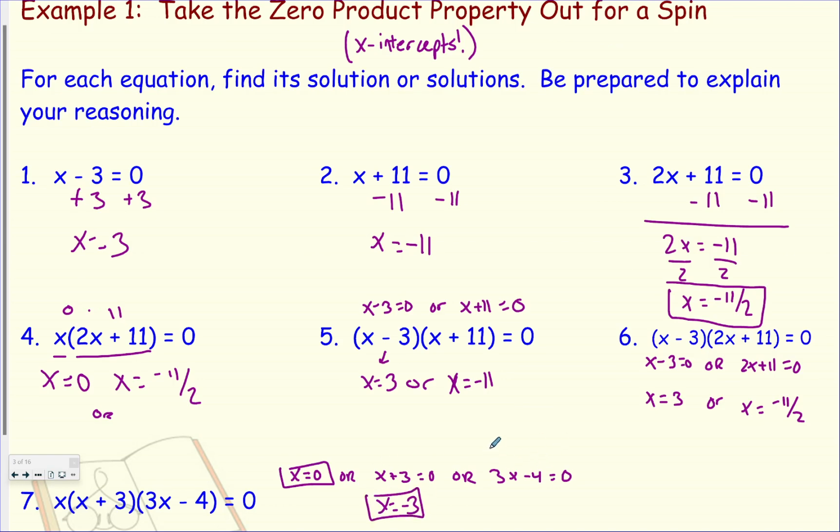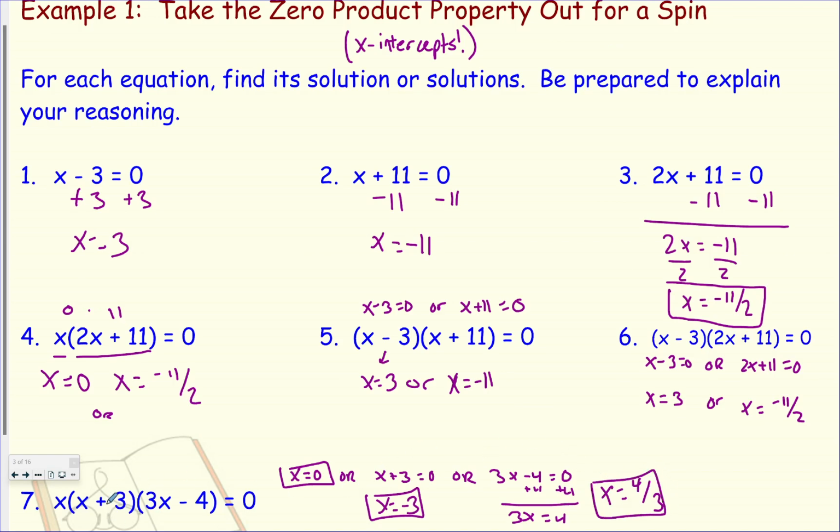What about this one? Well, hard to see, right? But again, you may have to solve for x here. Add 4 to both sides, and then divide by 3. So here 3x equals 4. Divide by 3, and I get x equals 4 over 3.